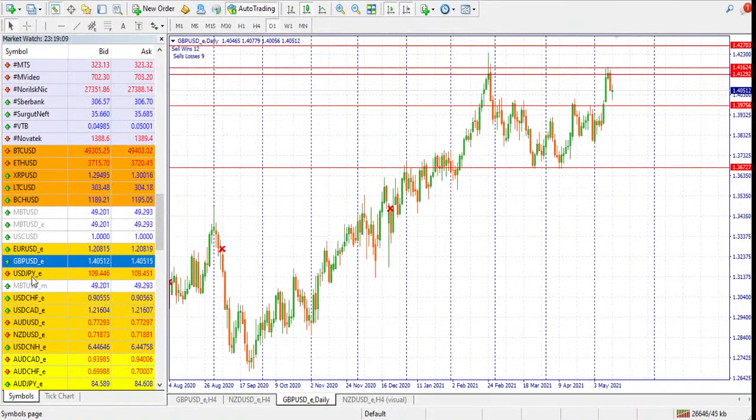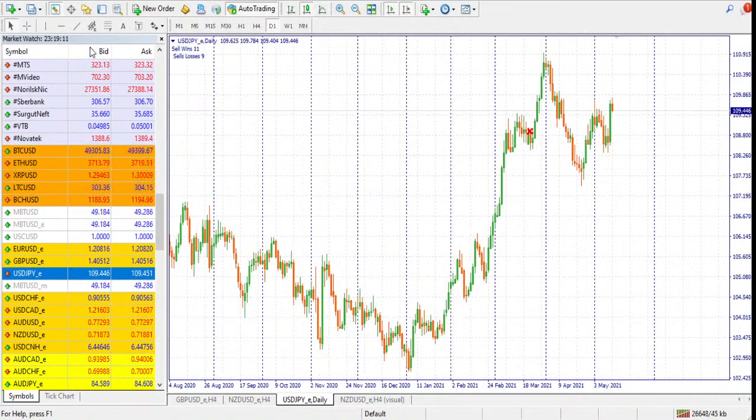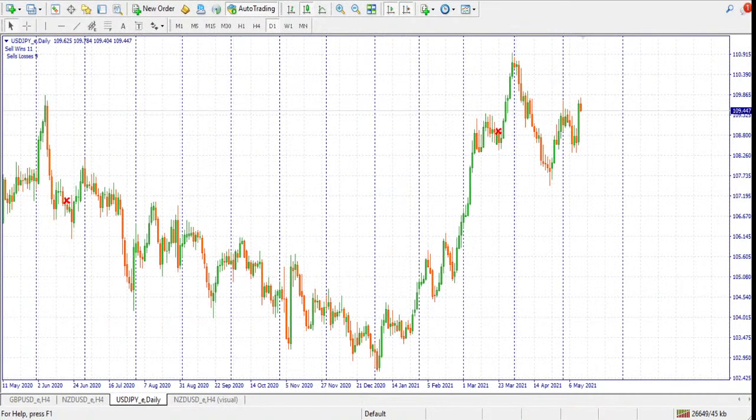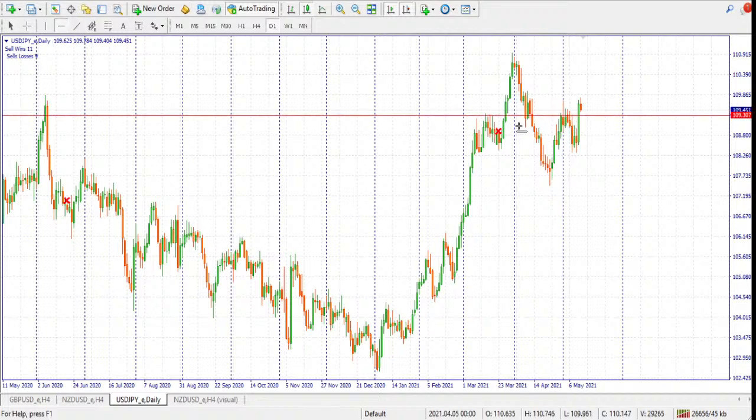Our next symbol is USD/JPY. So USD/JPY so far on this chart, the price is upwards. It looks like the price is upwards. We did take a sell some few days ago. We have a very good level here.